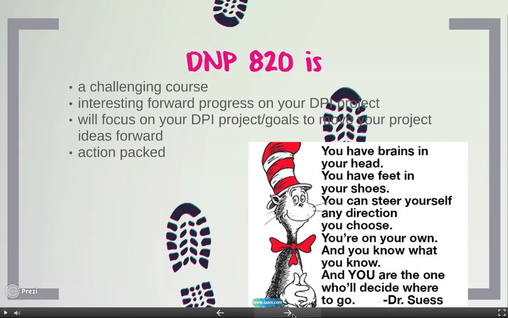So DNP 820 is a challenging course. It's really one of the first courses where you begin to focus more intensely on your DPI projects, and so I think you'll see that the rigor increases incredibly during this course. We'll focus on those projects and move your project and ideas forward, and of course we keep the course fairly action-packed, as GCU typically does.